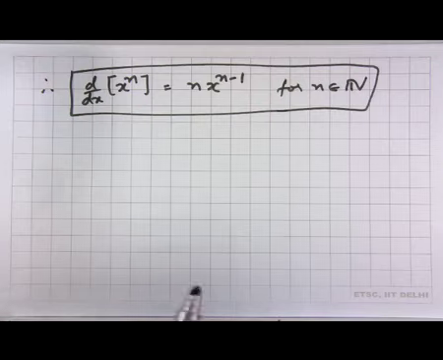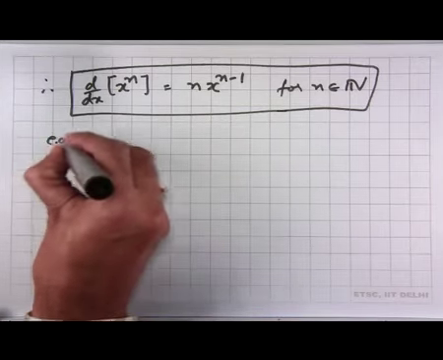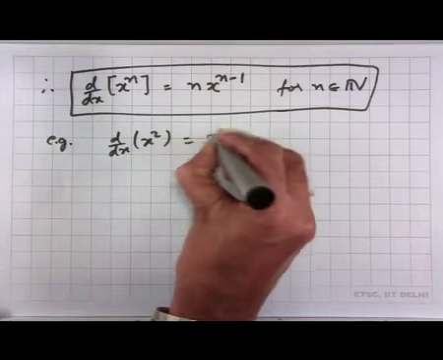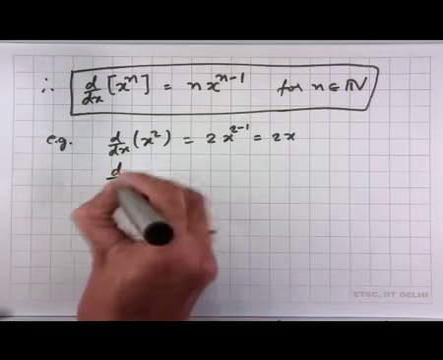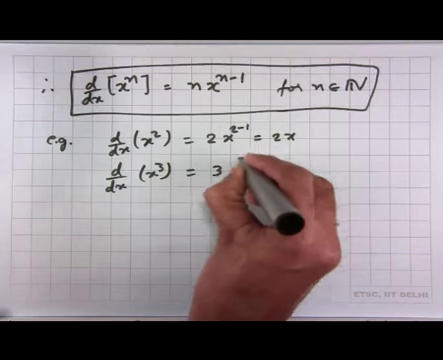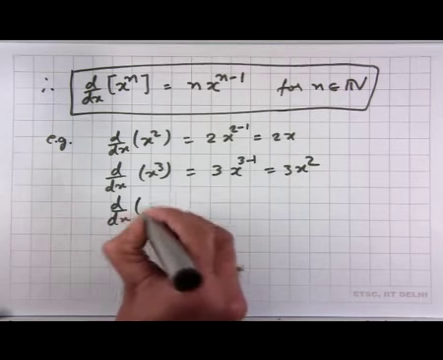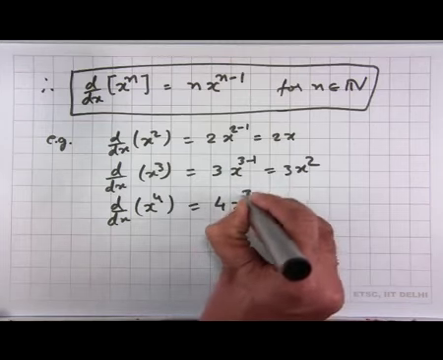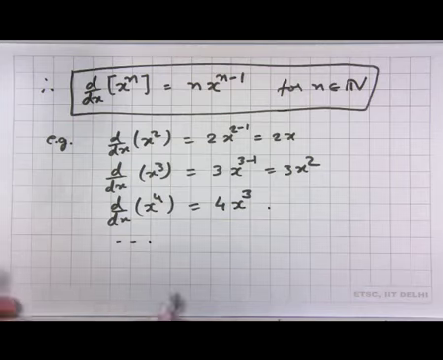So, the first thing is that from this you can easily calculate d by dx of x square. This is 2 times x to the 2 minus 1, so that is 2x. d by dx of x cube is 3 times x to the 3 minus 1, which is 3x square. d by dx of x to the 4, you bring the exponent down and then reduce the exponent by 1, this is 4x cube and so on.